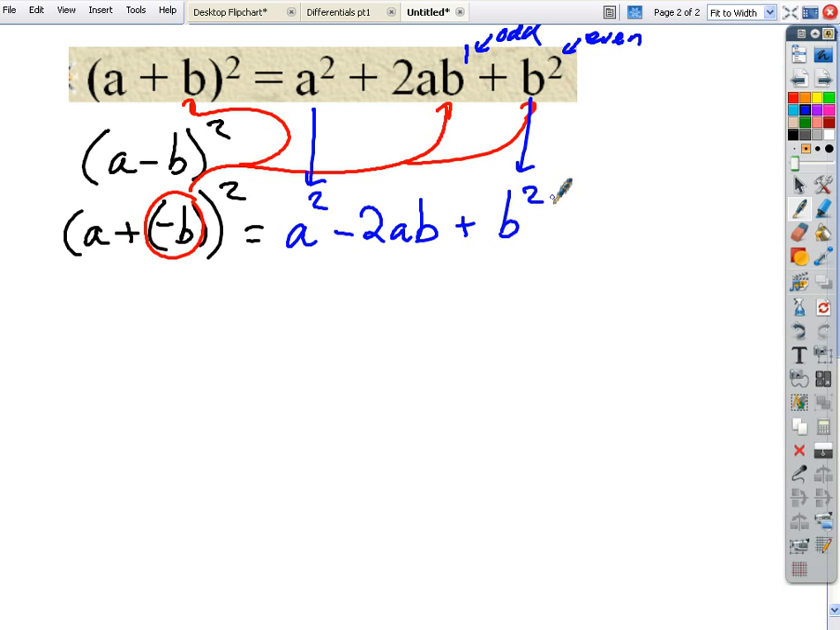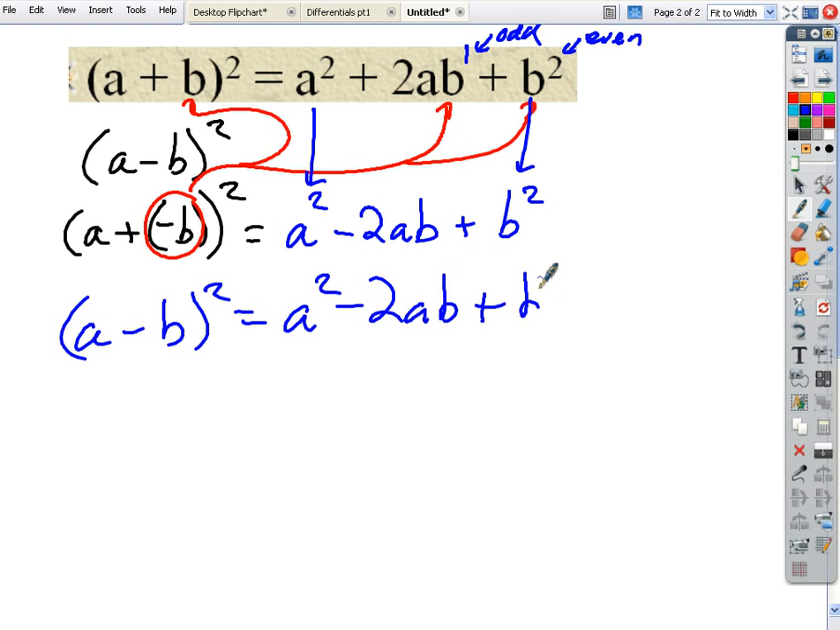Okay? So this is the formula. If I wanted to know what this is, yeah, a minus b squared is that. A squared minus 2ab plus b squared. But you don't need to know it. If you're using a negative number, just plug a negative number in for b up here. If it's a minus b, plug in a negative value for b. One formula does it all. Okay?